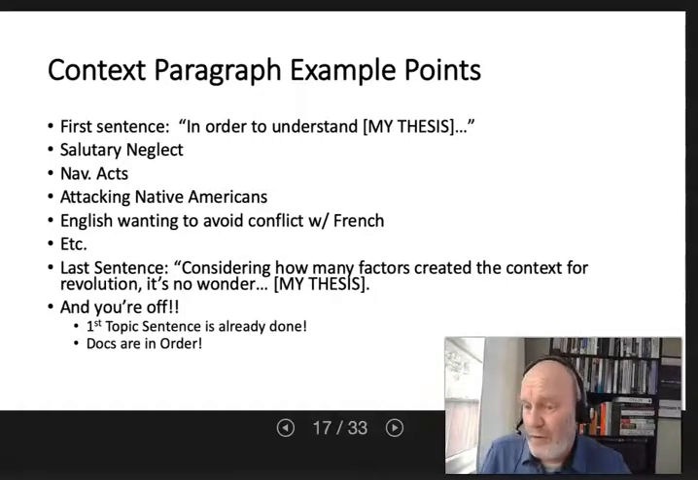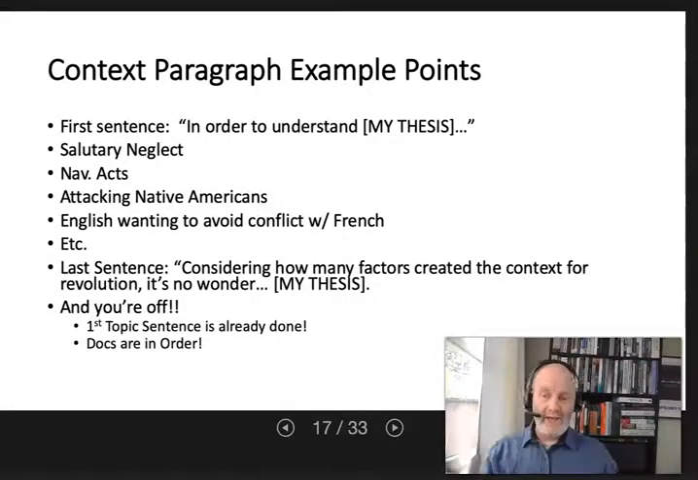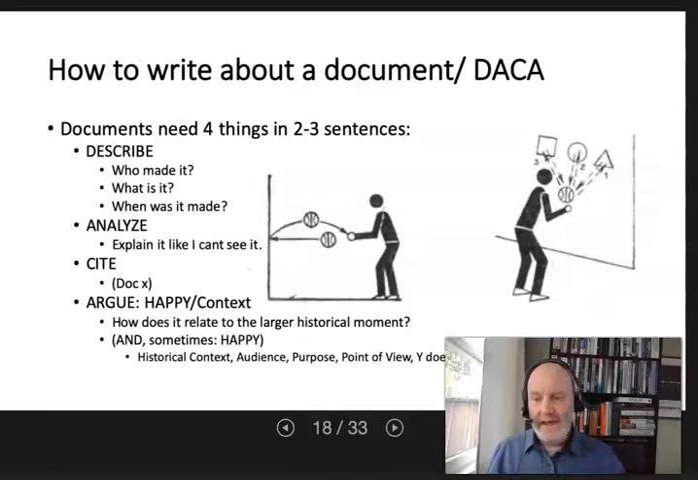Now, if you've gone through and done the blueprint the way I ask you to, you've already got your first topic sentence. You've got the order of the docs. You're ready to go. You know what outside evidence you're going to use, and where. And then when you get into the actual writing, again, think DACA, DACA, DACA. Describe, analyze, cite, argue. Describe, analyze, cite, argue.